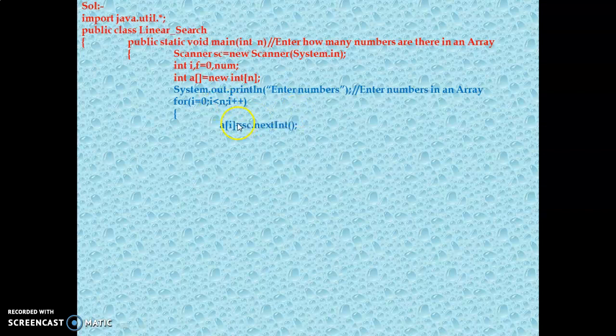Then how to accept a value in the array? a, the array name, then within the third bracket i is the position. a[0], the first position, equal to sc.nextInt(), bracket open, bracket close. So sc.nextInt() we use for taking any integer. Just like in another simple variable, we use a equal to sc.nextInt().